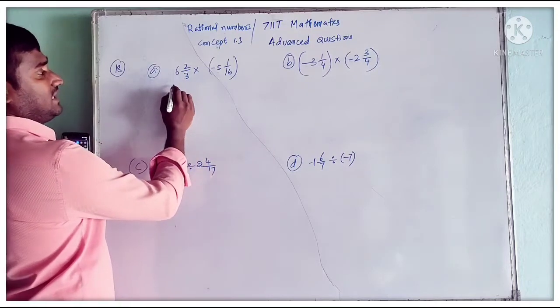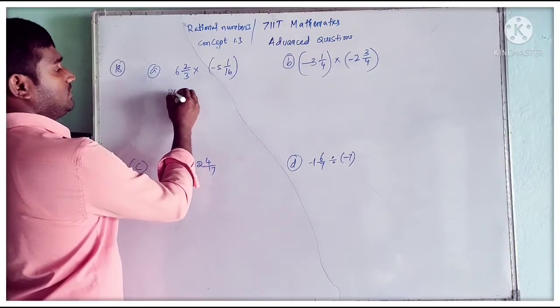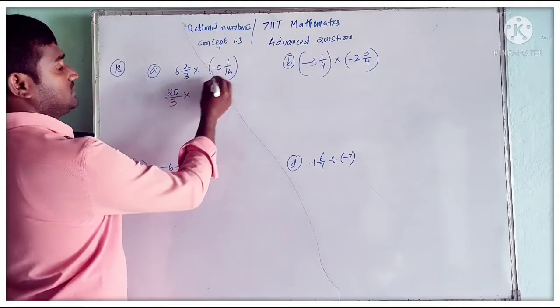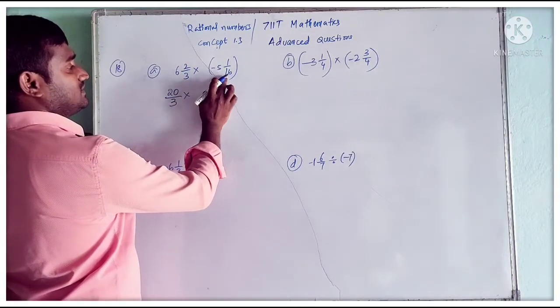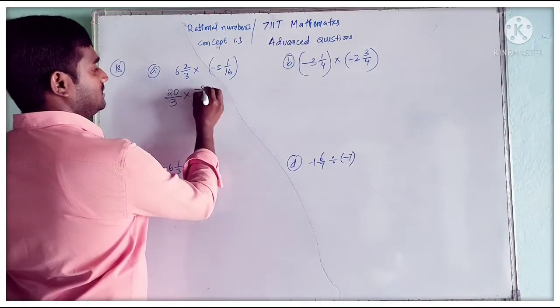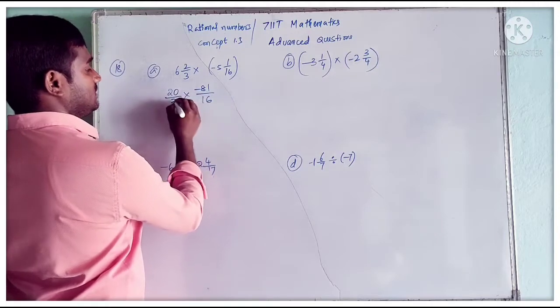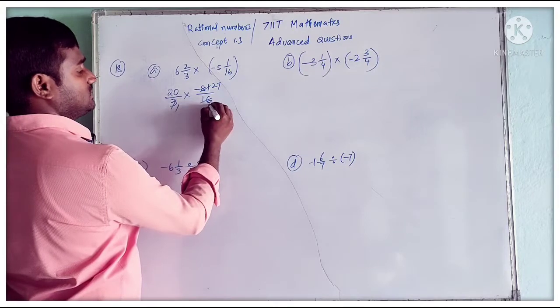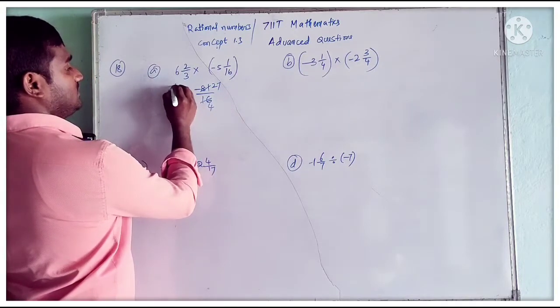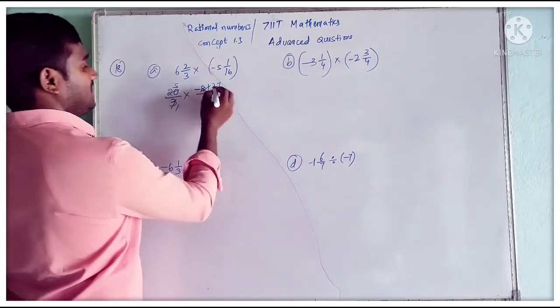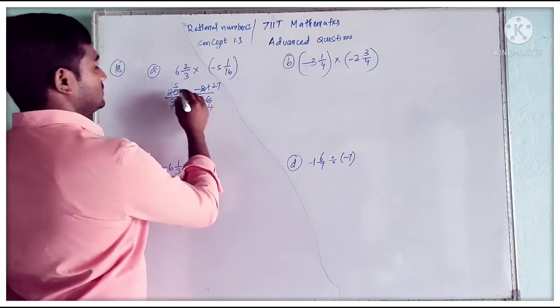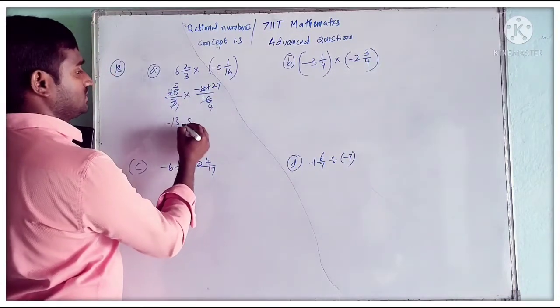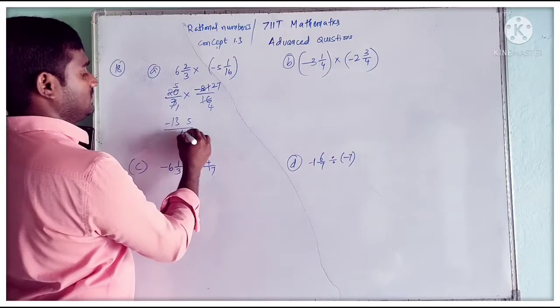3 sixes are 18, 18 plus 2, 20 by 3, into 16 fives are 80, 80 plus 1, 81, minus 81 by 16. So 3 ones are 3, 27. 4 fives are 5 into 27. So 5 sevens are 35, 3 carry. 5 twos are 10, 135. Minus into plus, minus 135 by 4.